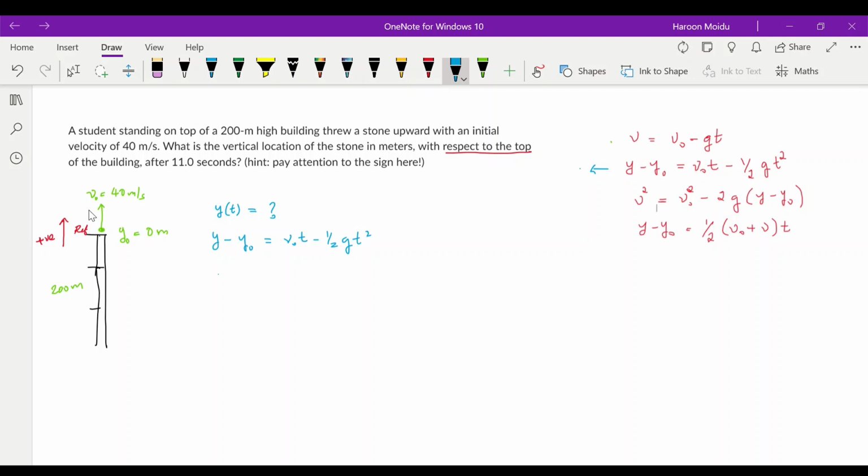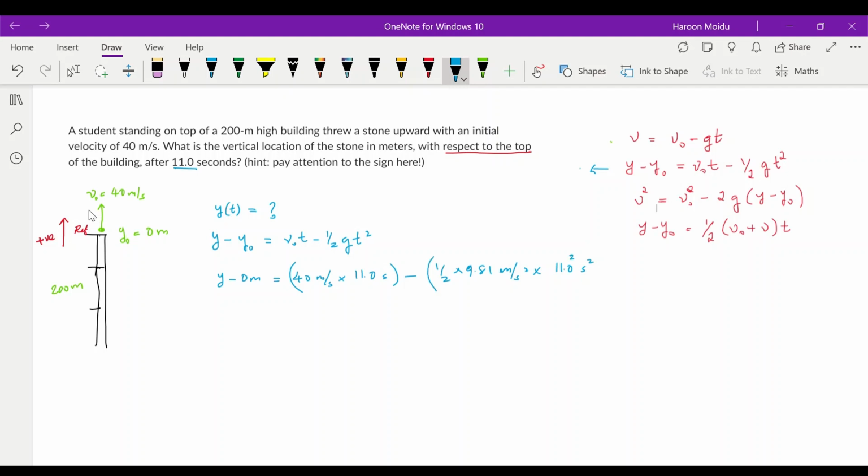So y minus 0 meters equals v0, which is 40 meters per second, times the time here, 11 seconds, minus half times 9.81 meters per second squared times 11 seconds squared.